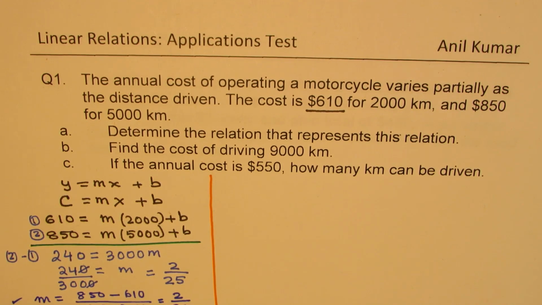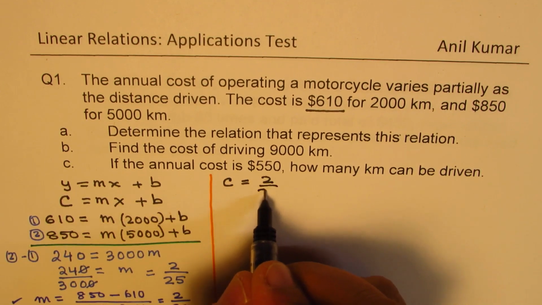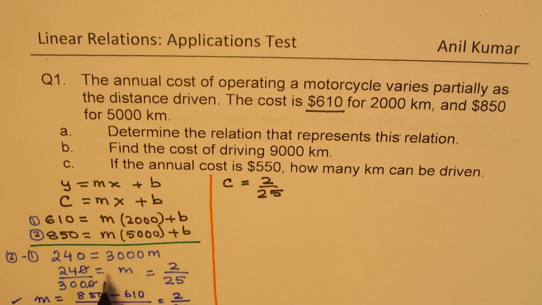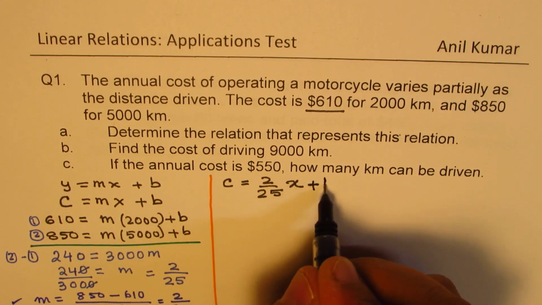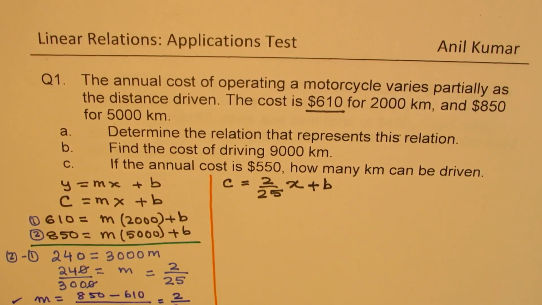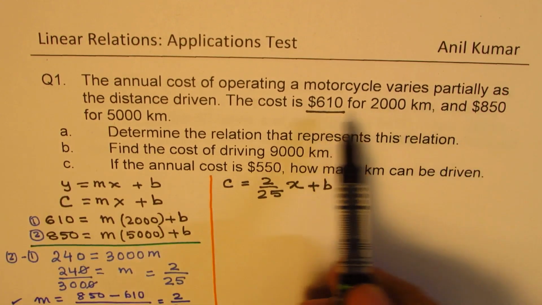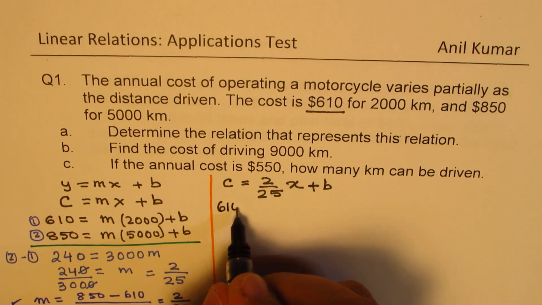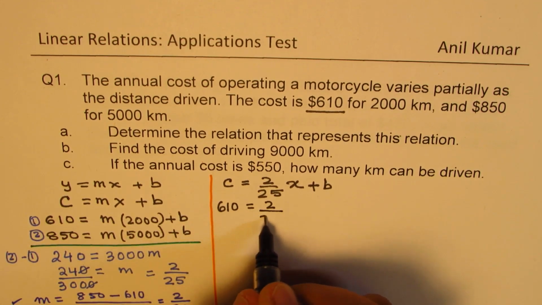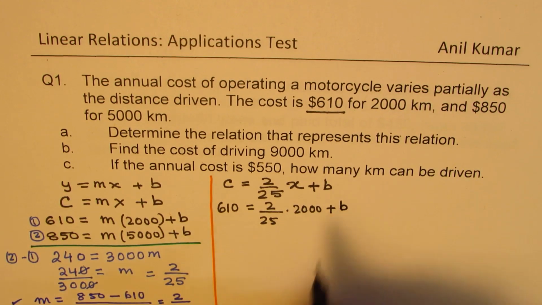Perfect. Now we get our equation of the form that the cost is equal to 2 over 25, that is the value of m, times the distance x plus that amount which you have to pay even if you don't run the motorcycle. Now to find the value of b, we can substitute any one of these points. So let's substitute 610 and 2,000. So we get 610 equals 2 over 25 times 2,000 plus b, right?